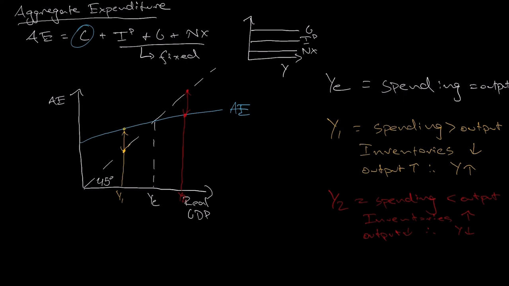So now that we understand this concept, we can use this model to show how changes to one of the components of AE might influence a new equilibrium level of GDP, and we'll look at that relationship in following videos.